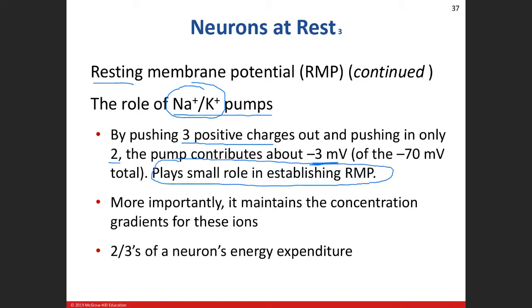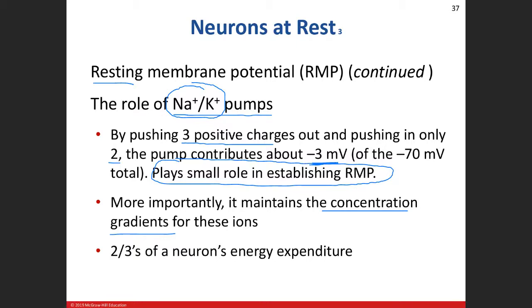Potassium leak channels do the major role, and then it's going to be the sodium leak channels. Then it's this pump. But what it does do is maintain that concentration gradient. That's what you really need to know. Remember, sodium wants to enter, potassium wants to leave.